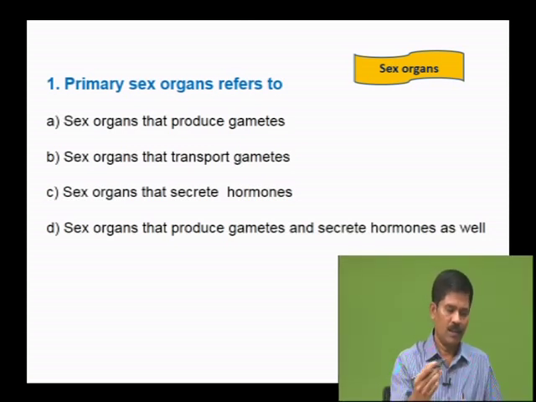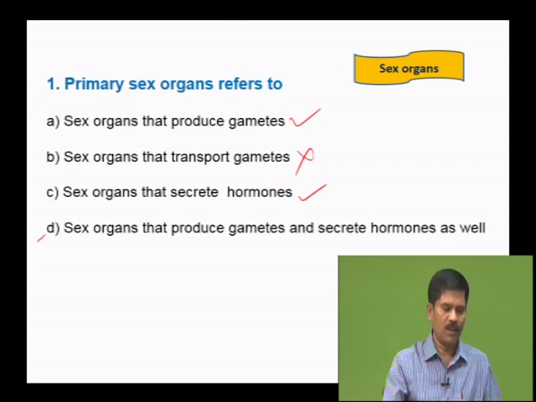I have said this in the synopsis. Sex organs that produce gametes, this is a function of a primary sex organ. Sex organs that transport gametes, this is a function of a secondary sex organ. So it does not belong to this question. Then sex organs that secrete sex hormones is a function of primary sex organs. Since both the options are there in D, therefore D is the right option. Primary sex organs refers to sex organs that produce gametes and secrete hormones.